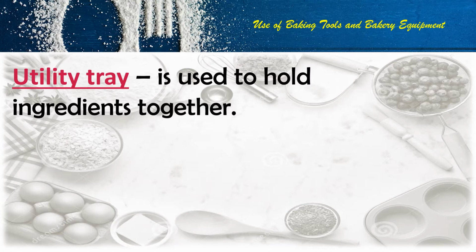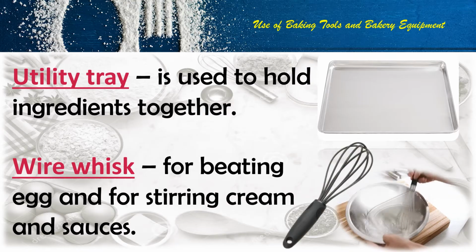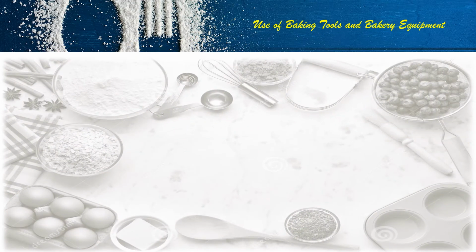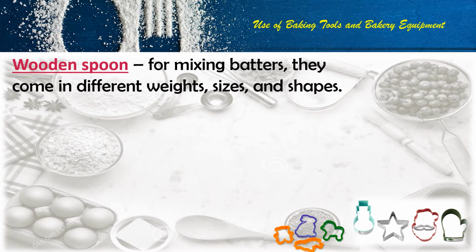Utility tray is used to hold ingredients together. Wire whisk for beating egg and for stirring cream and sauces. Next is the wooden spoon. It is used for mixing batters. They come in different weights, sizes, and shapes.